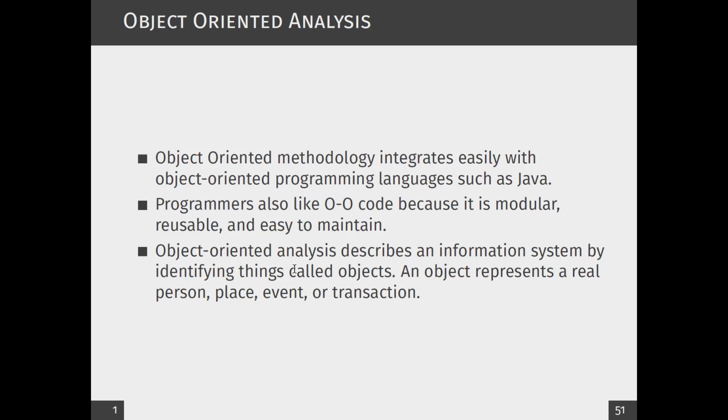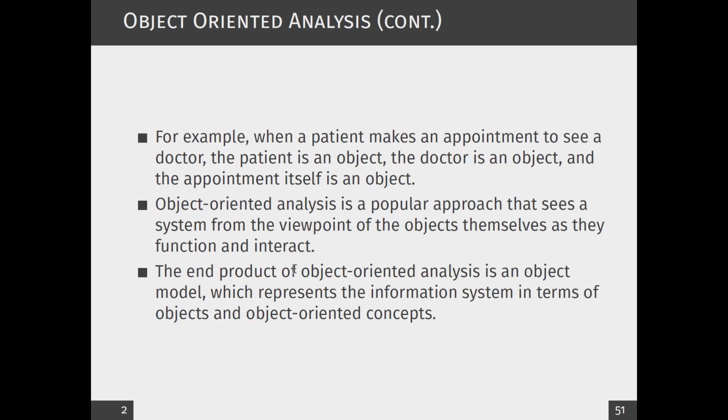Right. Let's get back to object orientation. Now, let's look at some examples. Let's say we have a patient, and the patient wants to meet a doctor. Usually we make an appointment. So if you take that statement, we know patient is an object, doctor is an object, and the appointment itself is an object.